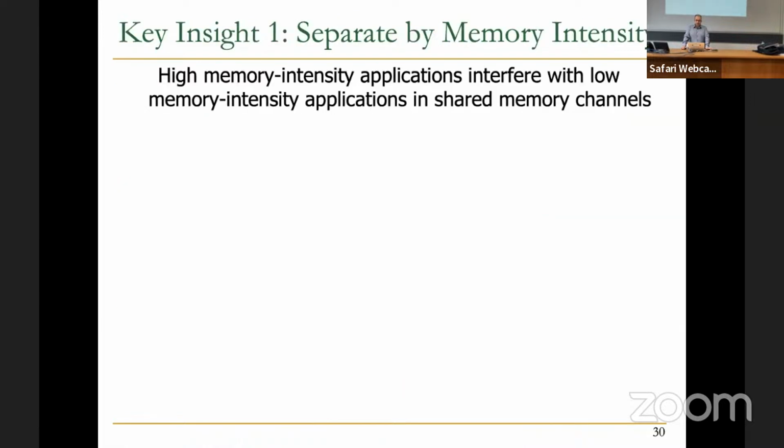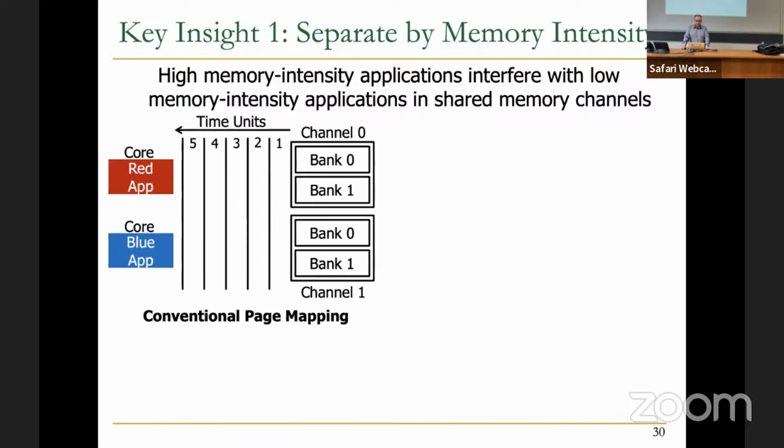In key insight 1, we want to separate by memory intensity, because high memory intensity applications interfere with low memory intensity applications in shared memory channels. You can see here that for the red application, we have requests to different banks, and the red application actually issues a lot of requests. At the same time, the blue application has only a few requests, but since we don't have any channel partitioning, the blue application's requests need to wait for the red application, and that's not good.